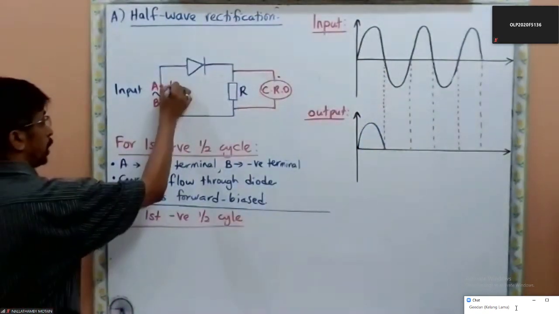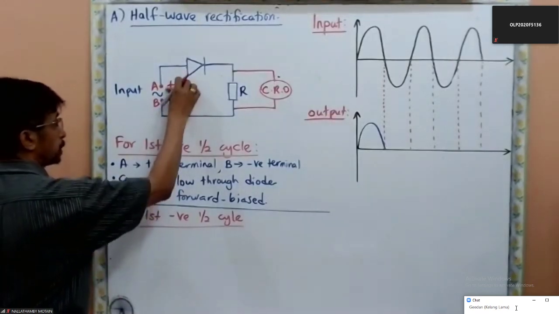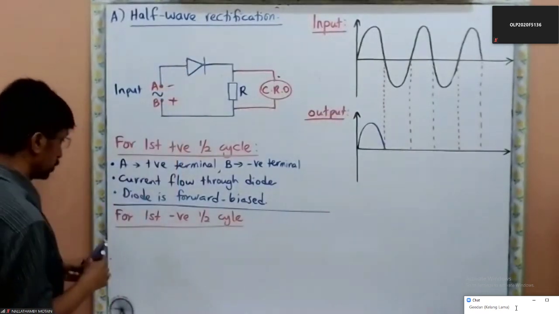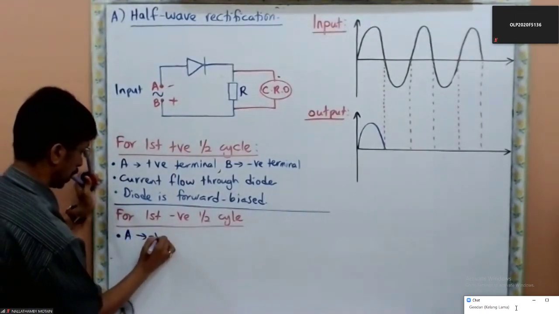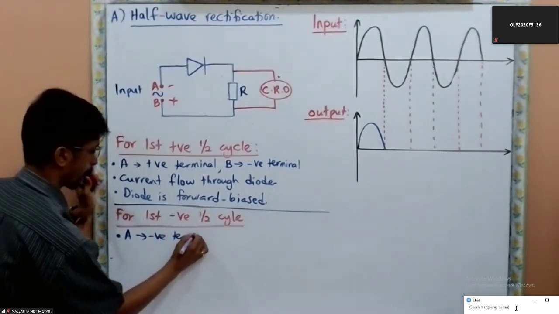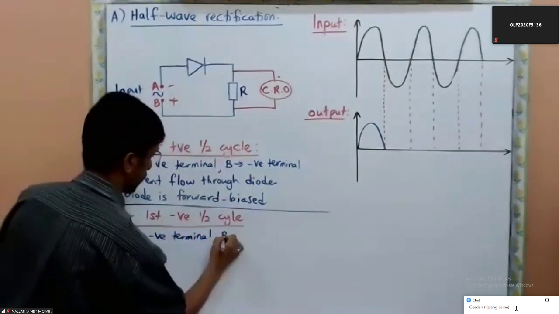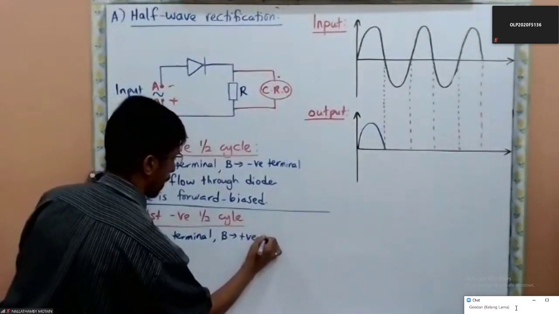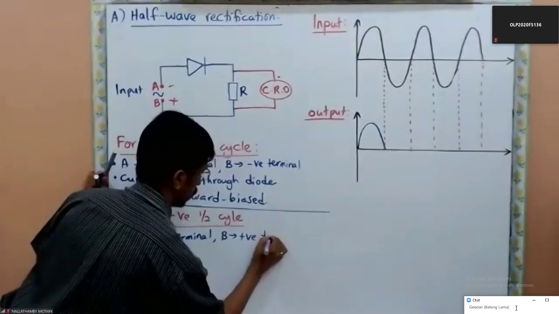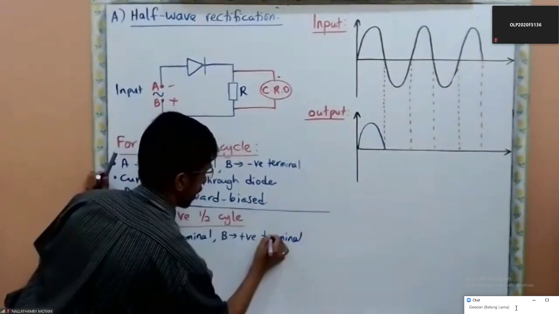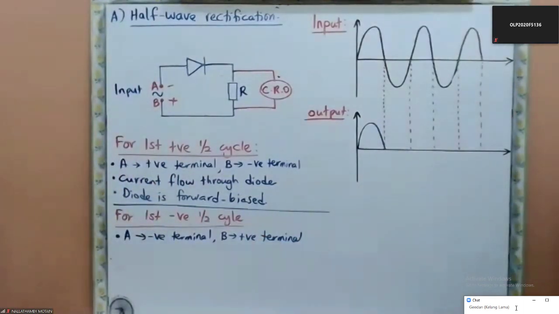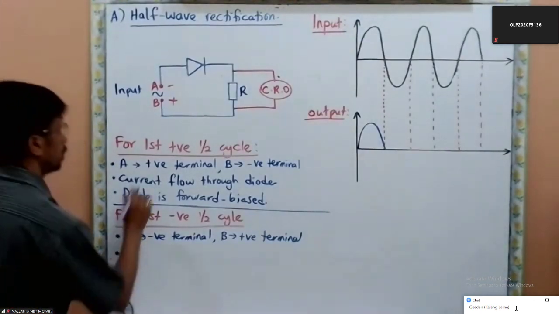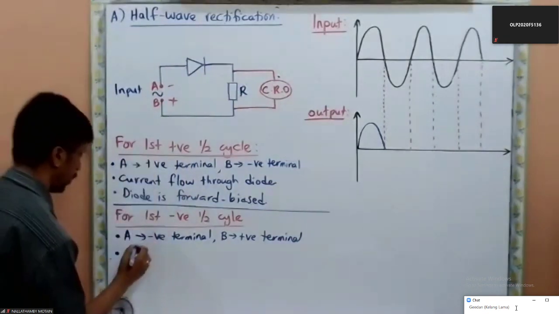It's not A positive, B negative, but now B is positive and A becomes negative. A becomes the negative terminal, B becomes the positive terminal. So what happens now? Can the current flow through the diode? No.